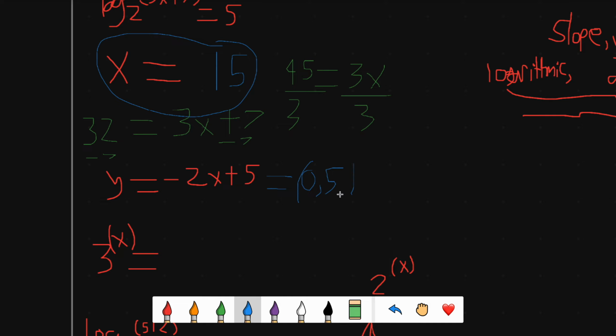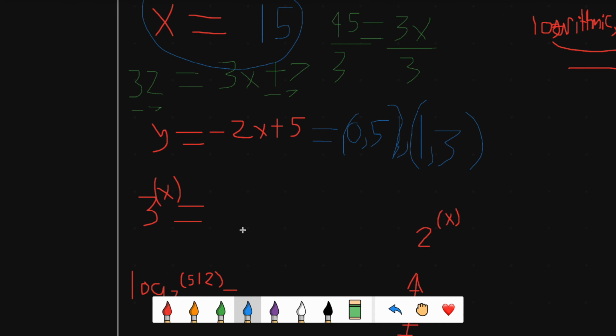Now what other point would it pass through? Since it passes through (0, 5), minus 2x means that it will drop from 5. So it will go to 3 as it goes right just one time. That means you'll land on the point (1, 3). You'll get used to it if you clearly try to understand what I'm trying to say in this video.